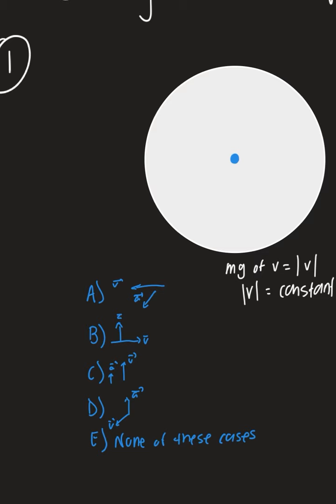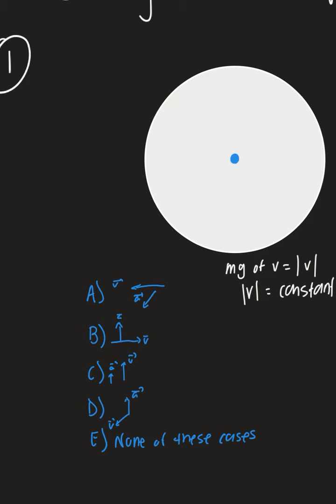Number 1, shown here are the velocities and acceleration vectors for an object in several directions, types of motion. In which case is the object's velocity changing while its speed is not changing?